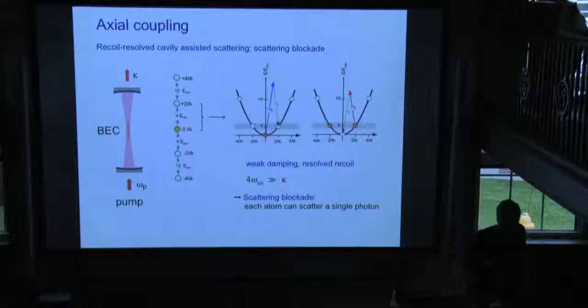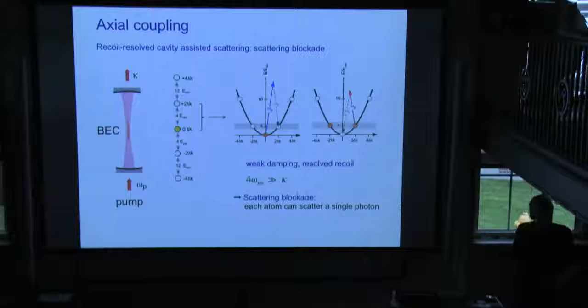Now let's go to axial coupling. This is the most elementary way of thinking about a cavity. Everybody has seen something like that at some point. We couple the cavity through a laser, through one of the mirrors, and our cavity is recoil selective. The recoil frequency is 3 point something kilohertz, and that compares with the cavity bandwidth of 4.5 kilohertz. So it's important to draw these different momentum states.